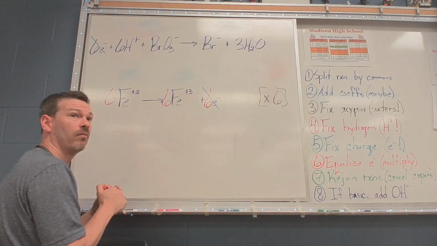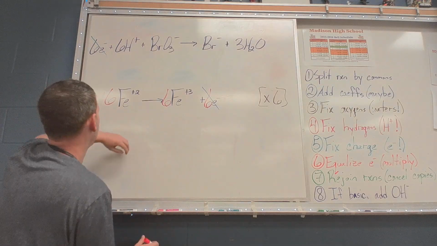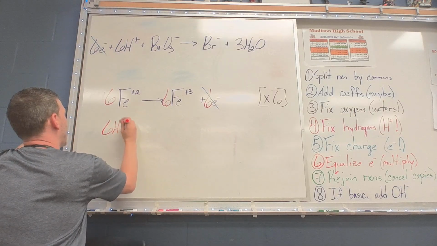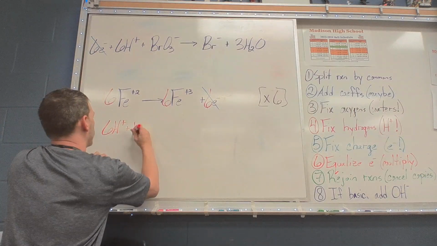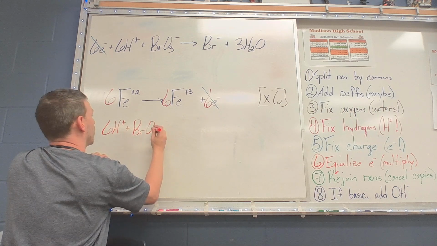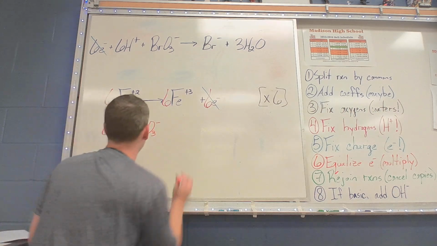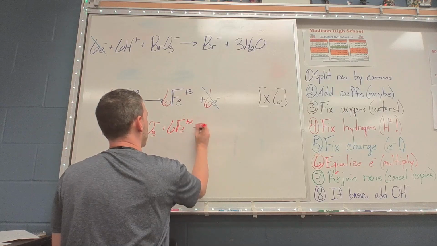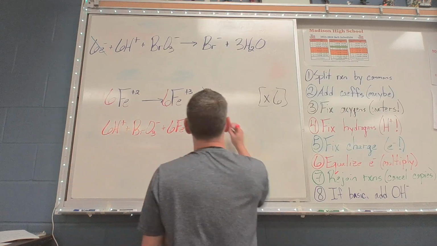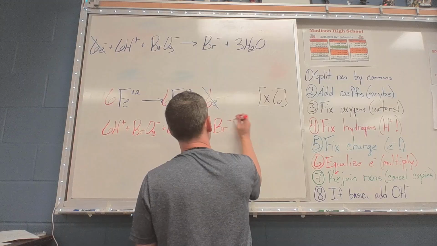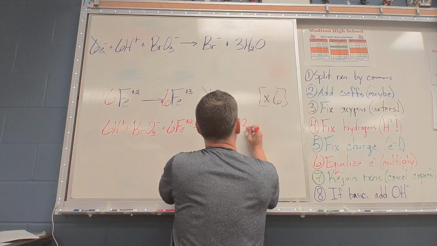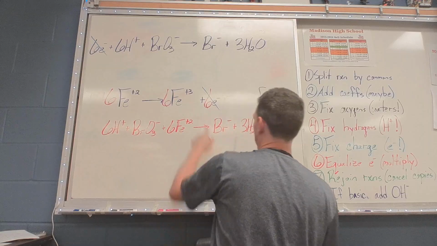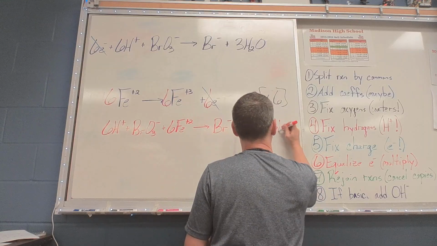I'm sorry? No, I mean, as long as they're on the correct side. So reactants first, which is going to be 6H pluses, a bromate, and 6 iron 2s, yielding products now, bromide, 3 waters, and 6 iron 3s.